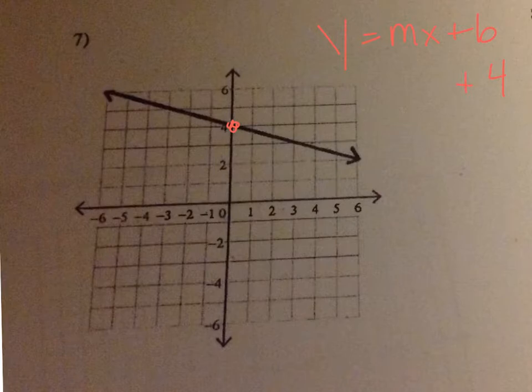And then to find the slope, I want to find one other point on the line. So there's that one there, or I could use this one right here. To get from one point to the next, I have to go up 1 and over 3. So the rise is 1 and the run is 3. So my equation for this line is y equals 1/3 x plus 4.